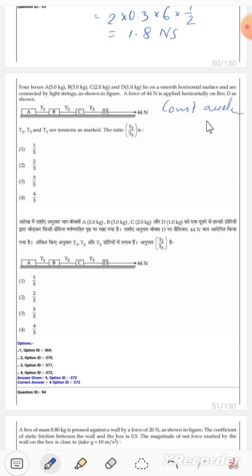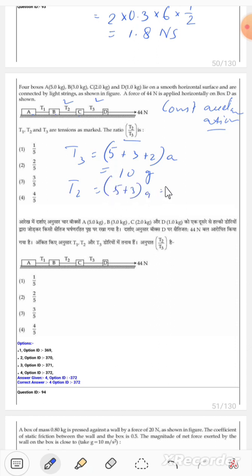Now we have to find out T2 by T3, the ratio of these two tensions. T2 is here and T3 is here. Now if I look at this one, T3 is pulling A, B, C. So T3 will be the mass of A, that is 5, plus 3 plus 2, that is total 10 kg, into acceleration, that is 10a. And T2 is pulling A and B only, so it will be 5 plus 3 into a, that is 8a.